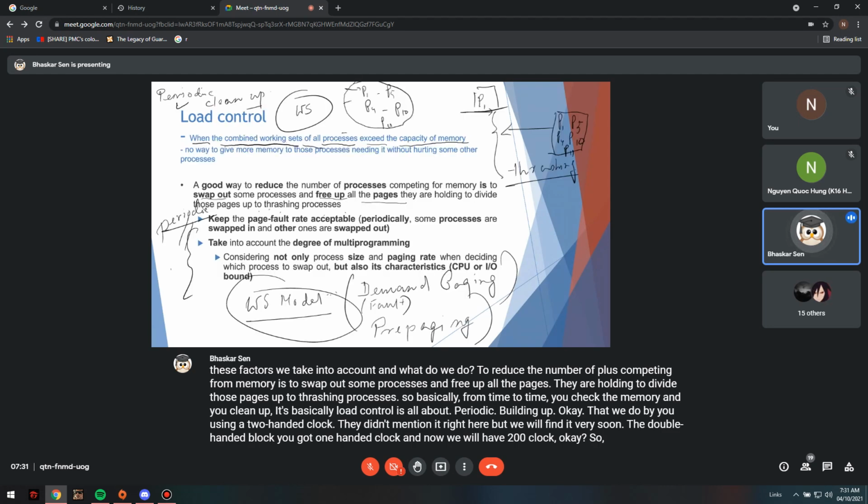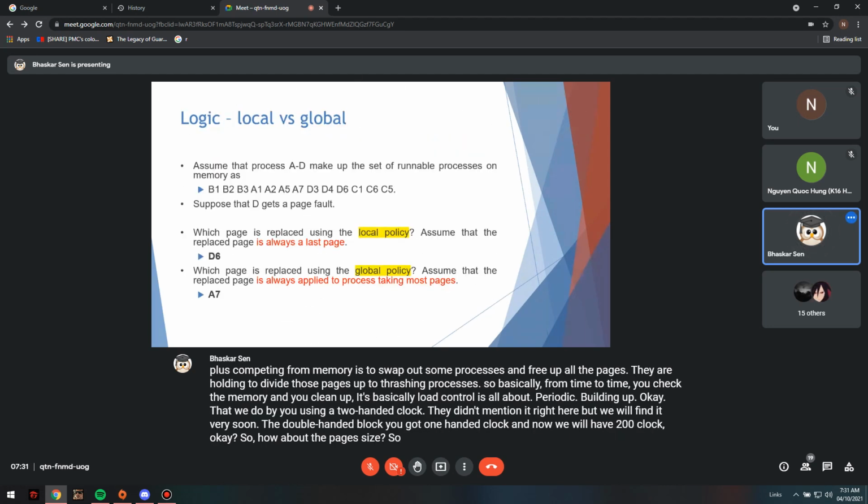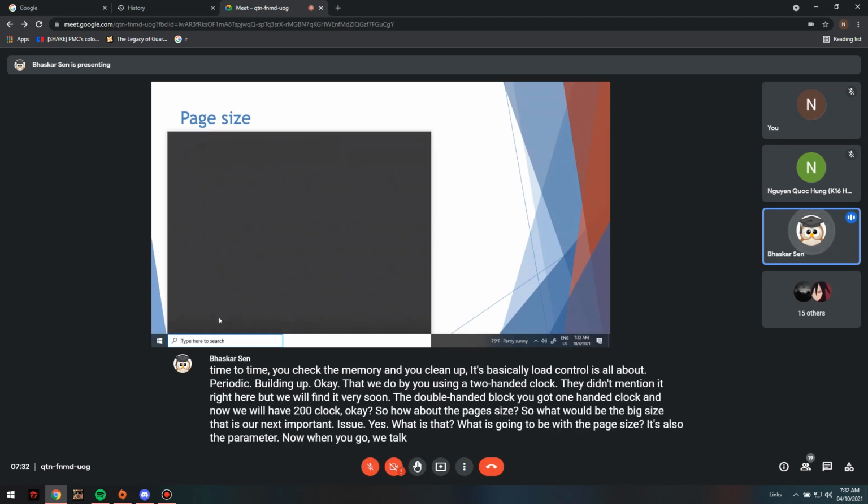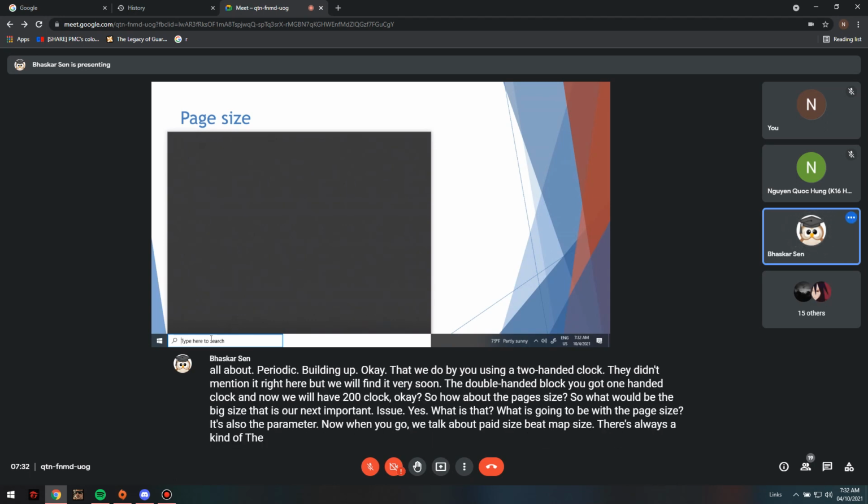So how about the page size? What should be the page size then? That is our next important issue. What is going to be with the page size? It's often a parameter. Now, when we talk about page size, there is always a kind of controversy. You have to take an educated decision on that.